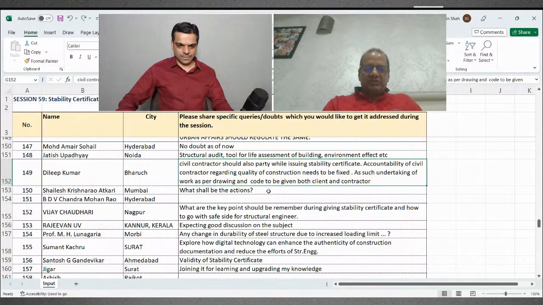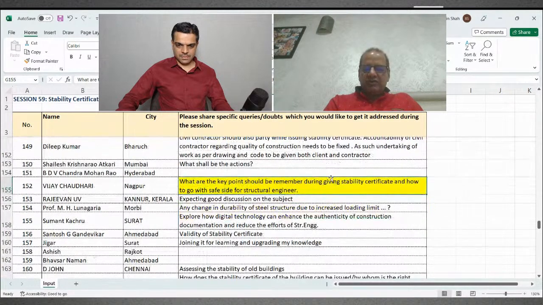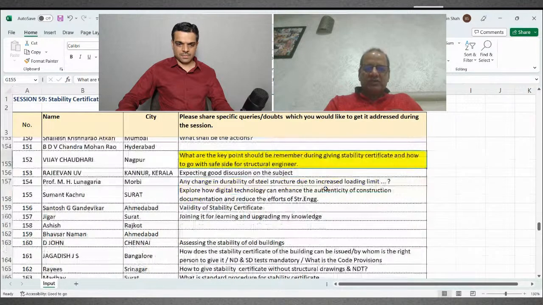What shall be the actions? What are the key points to be remembered while giving a stability certificate, and how to go with the safe side? Explain enough, I think.